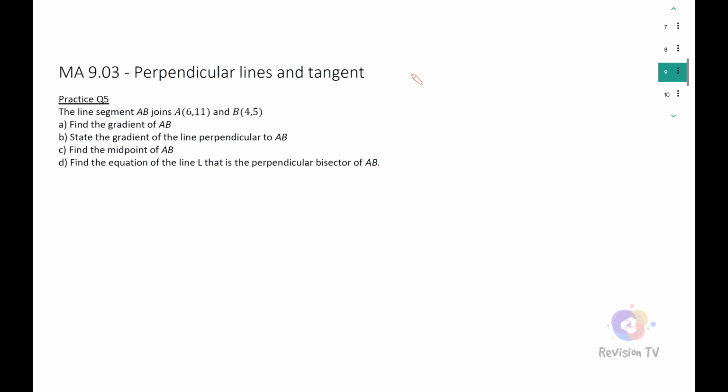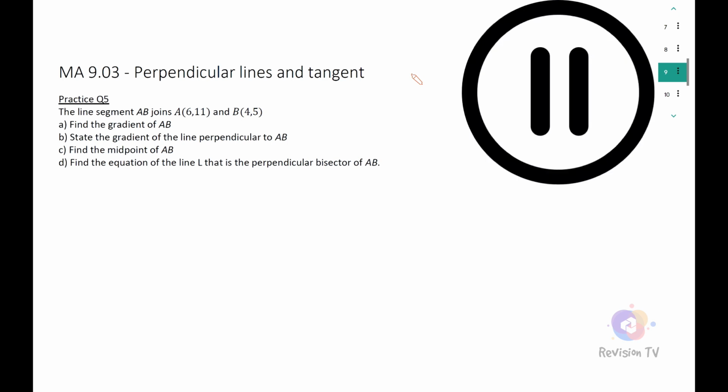Next practice question. Again, this time it's all about the perpendicular bisector. See if you're able to apply what you've just learned to this practice question. Pause the video, have a go at the question. When you're ready for the answer, you can press play.